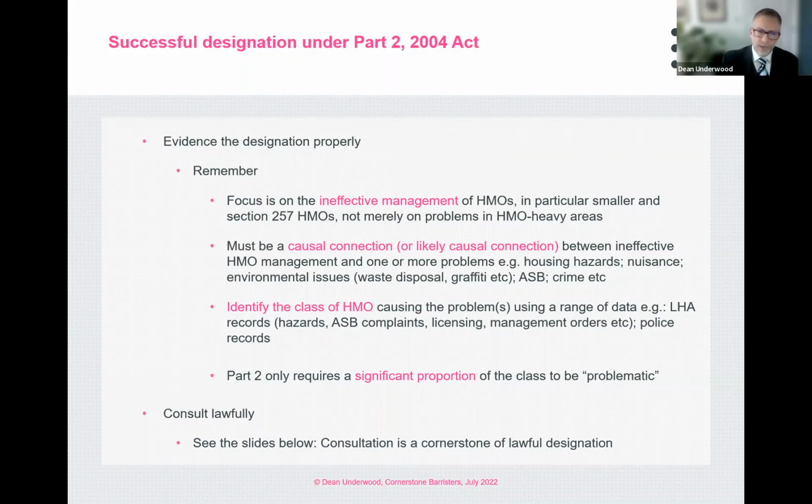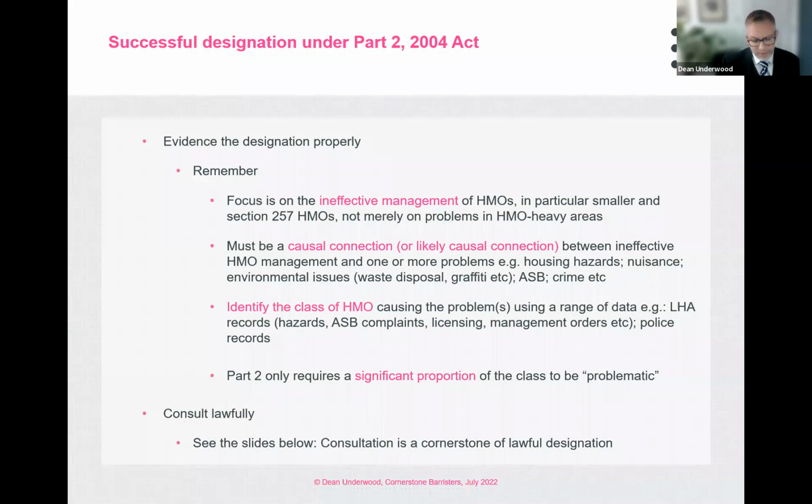Okay, so there has to be, as the second point indicates, some causal connection or a likely causal connection between the ineffective management of HMOs of a particular description and one or more problems. So one problem will be sufficient. Obviously, if there are more, then the more cogent the local housing authority's evidence is likely to be. And the types of problems can, as indicated previously, range. Part 2 doesn't specify or prescribe them. So it could be, for example, housing hazards, nuisance, environmental issues like waste disposal, graffiti, ASB, crime, you name it. That list there is my list, and it's certainly not exhaustive.